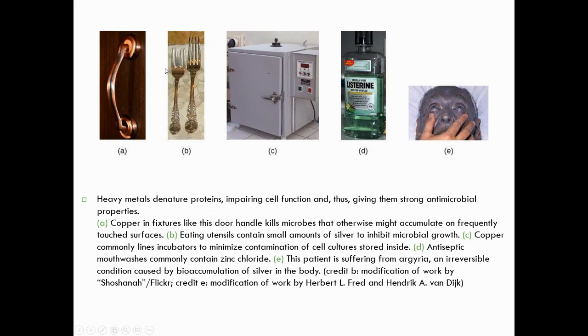There's more and more use now looking at incorporating these into medical uses. So medical structures like hospital beds, we'll talk about that in a minute, but copper fixtures would kill microbes that otherwise would accumulate on this formite. Having small amounts of silver or other metals in silverware and frequently touched surfaces can reduce their microbial load.